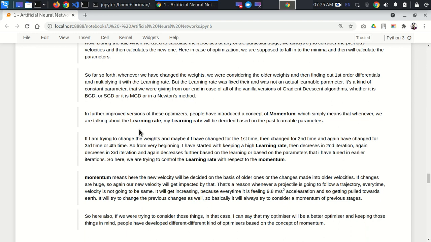My learning rate will not be constant, but will be decided based on the past learnable parameters. So whatever learning rate it had in earlier iterations, earlier epochs, all those learnable parameters we are going to consider, and then we are going to calculate the learning rate for our current iteration. So this was the same thing, guys. People have introduced momentum based optimizers. So see what this is.